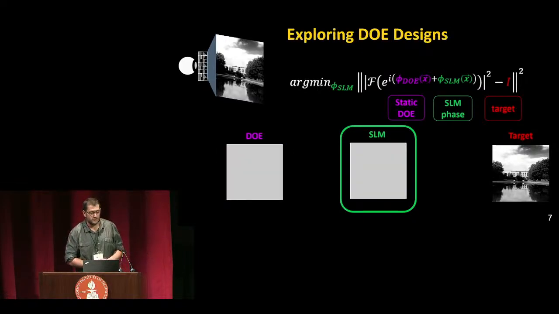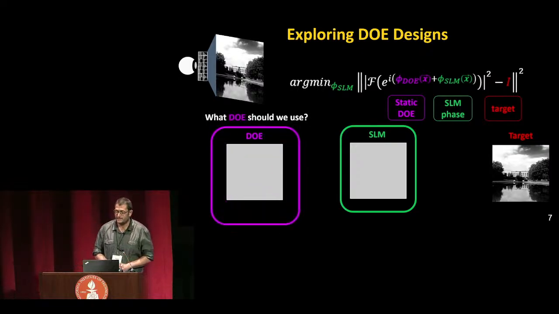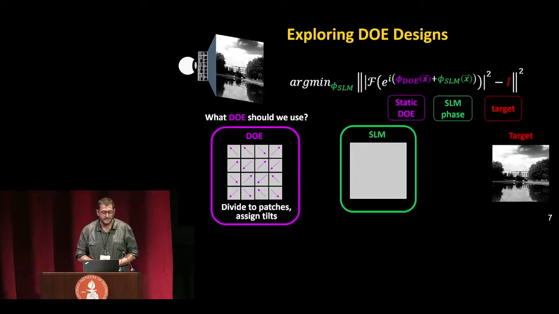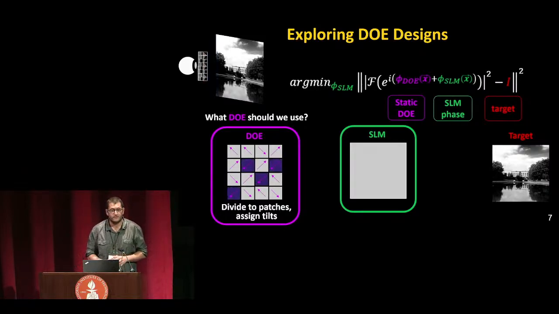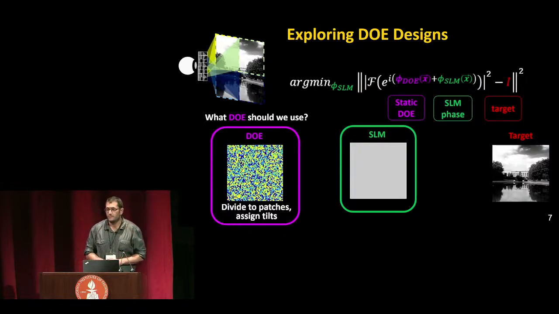So, given this cost function, we ask, what is the best design for the fixed DOE? Now, to facilitate this analysis, we consider DOE of the following family. We divide our DOE to patches of some size and assign inside each patch a constant tilt, which is depicted here by an arrow. To better visualize the different tilts, we assign a different color to each tilt. Note that in practice, as the target image is in the Fourier transform of the SLM, each tilt generates content at a different part of the field of view. Now, by reducing the patch size, we can approximate our random DOEs, which were considered in previous works.